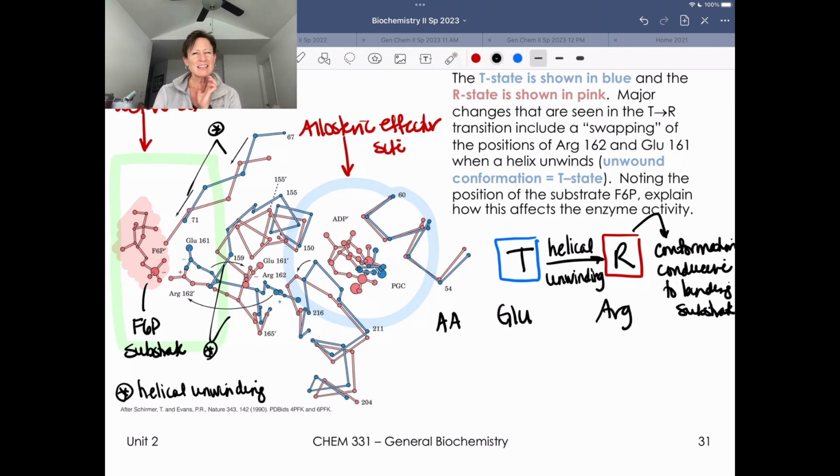Okay? And let's think a little bit about what functional groups we're going to have in those different amino acids. For glutamic acid, it's going to be a carboxylic acid. And importantly, that means it's negatively charged. When we put arginine in there, and I'm okay if you don't exactly remember the structure of arginine, it's a guanidino group. But importantly, it is a positively charged protonated amine. So we're going to have essentially a swapping out of a negative and a positive charge. So let's ask the question, how will that affect our F6P binding?